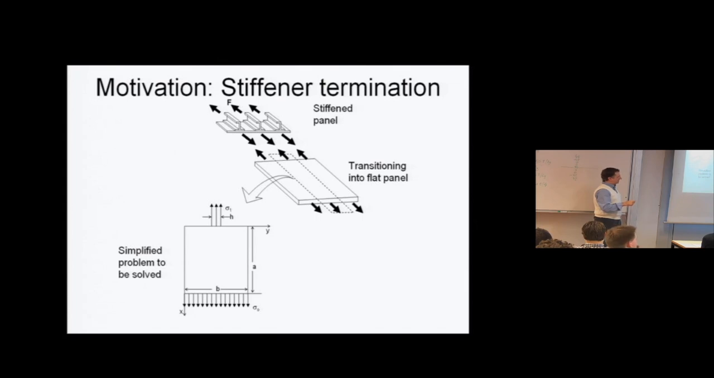Now I'm showing it as tension. It can be tension or compression. And at the other end, far enough from this termination, I would have the load fully distributed and transferred into the panel and being a uniform load.